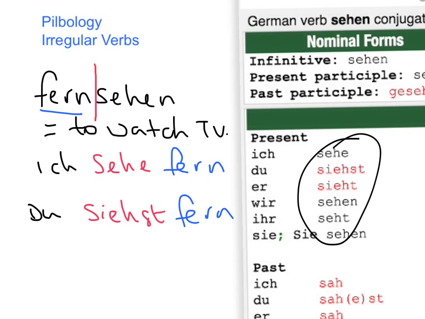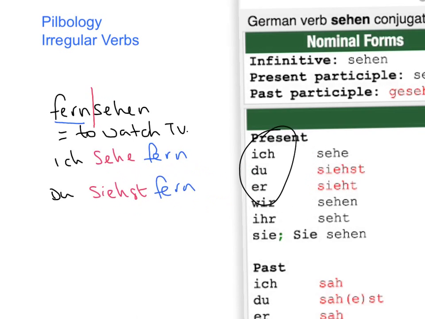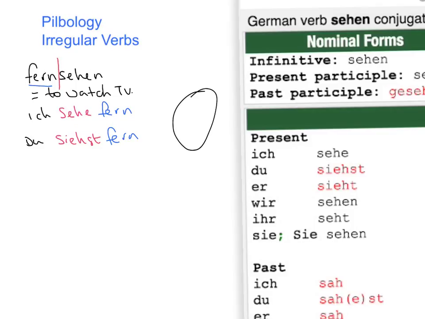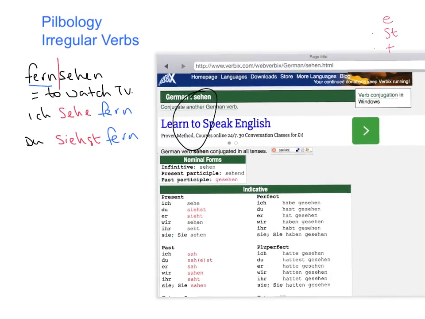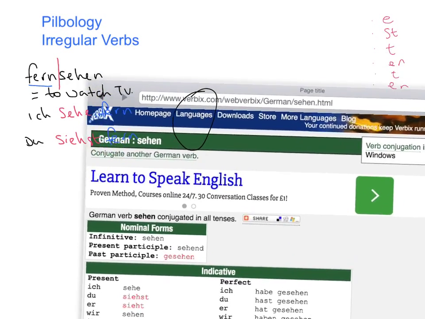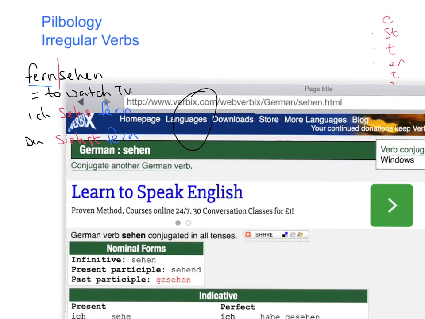If you choose to use this particular website, this verbix.com, then please be aware, whilst I'm thinking about it, of adverts. There are obviously adverts that appear here. We are interested not in the adverts, but rather in the verb conjugation.